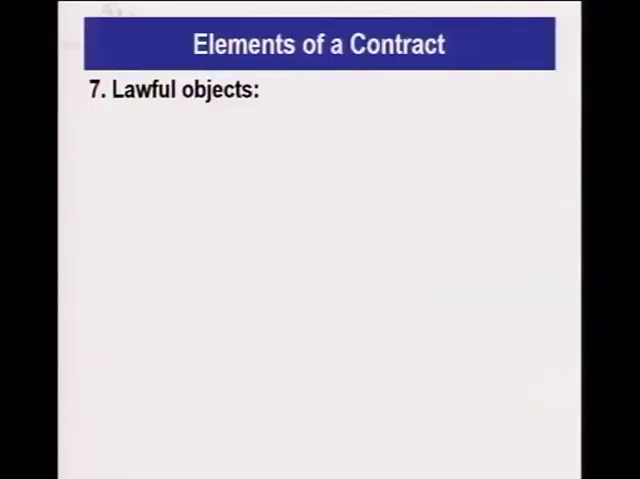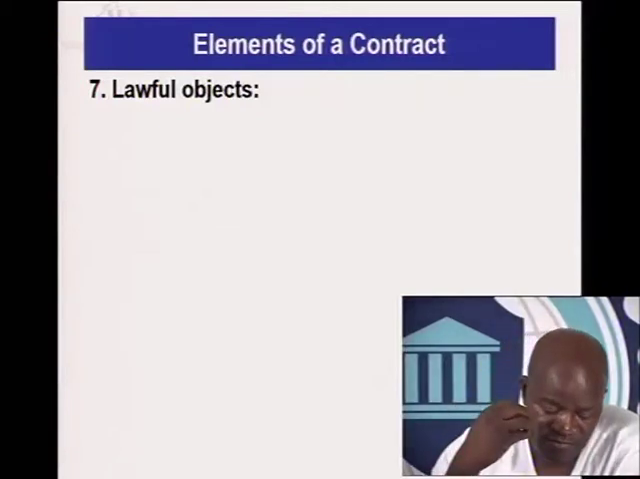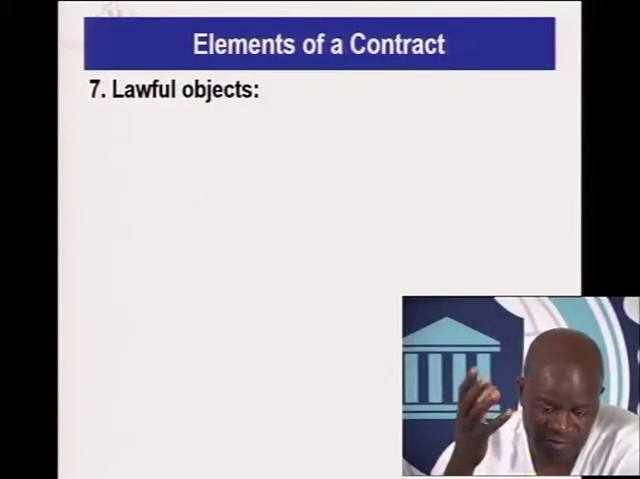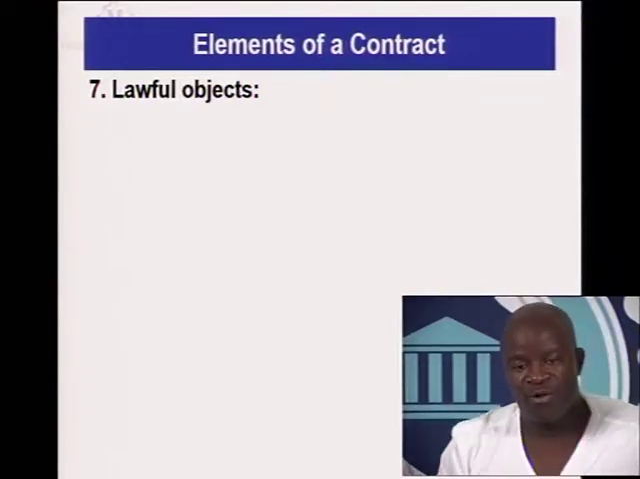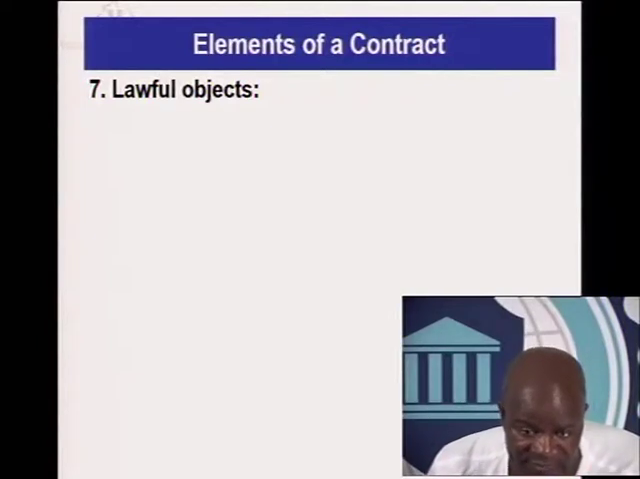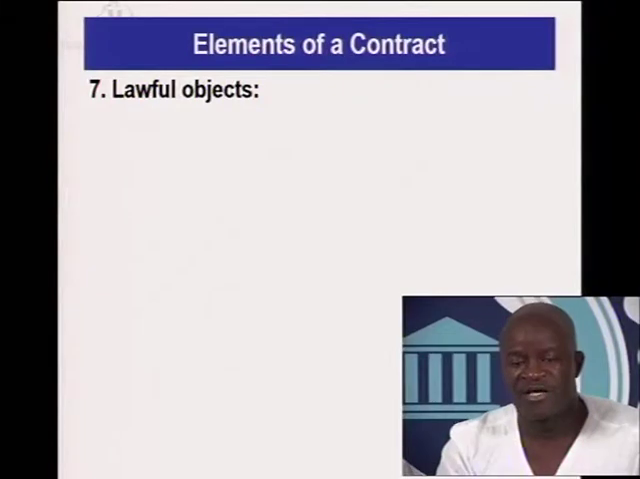Lawful objects. When you look at lawful objects, there are certain objects that cannot be sold. When we talk of lawful object, we are looking at what is called the max. The max is the item at the center of the transaction that results in the contract.